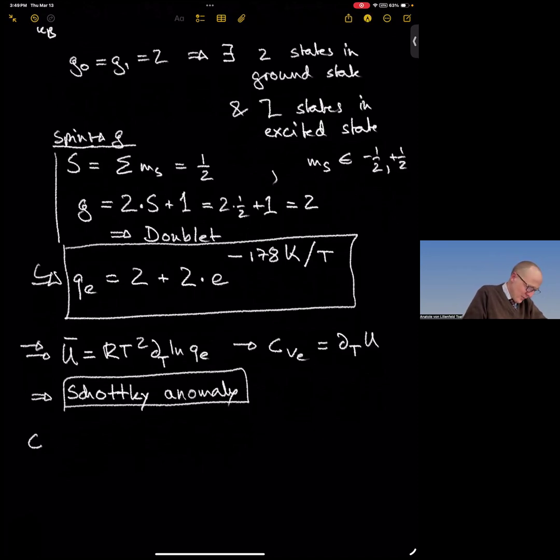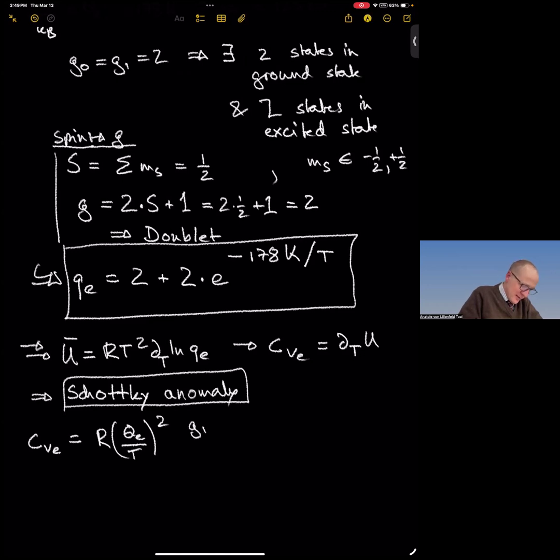If you do the differentiation, what you will find is that your CV becomes the ideal gas constant, the characteristic temperature over T squared. And so this is similar to the vibrational heat capacity contribution. So you can check if you find the same. You get the ratio between the degeneracies. In our case, it's just 2/2, so 1. And then e to the theta e over T divided by e to the theta e over T plus the ratio again, and the whole thing squared. Okay.